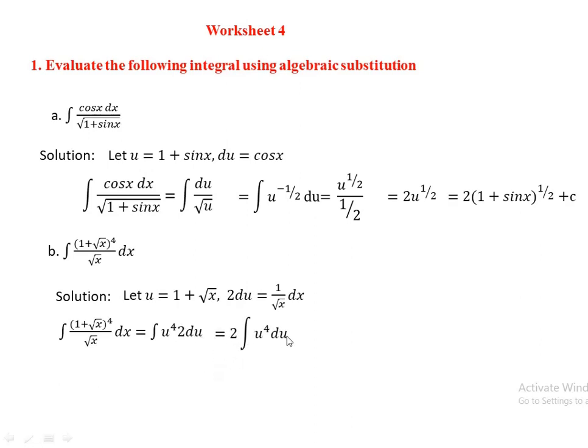Again, using the power rule of integration, 2 times the integral of u to the power of 4 du becomes 2 times u to the power of 5 over 5. But u is 1 plus root x, so we have 2 times 1 plus root x to the power of 5, over 5, plus c. Question number 2.